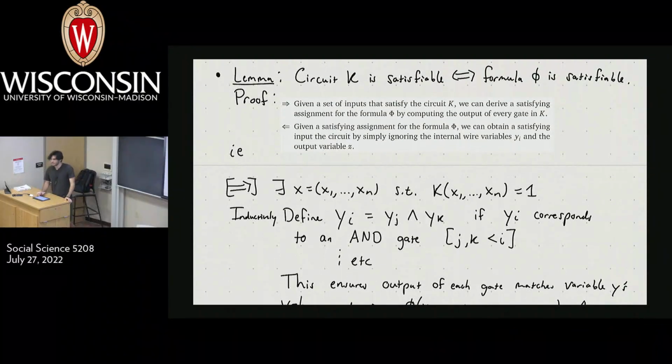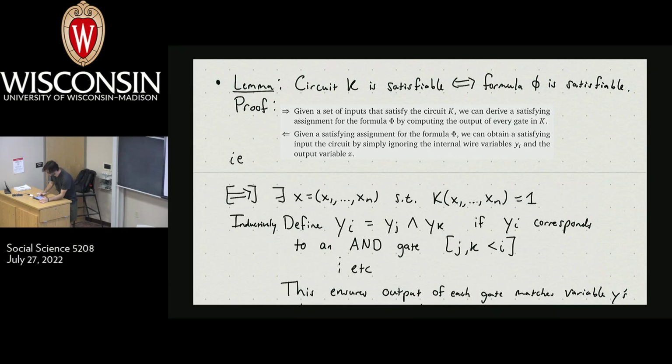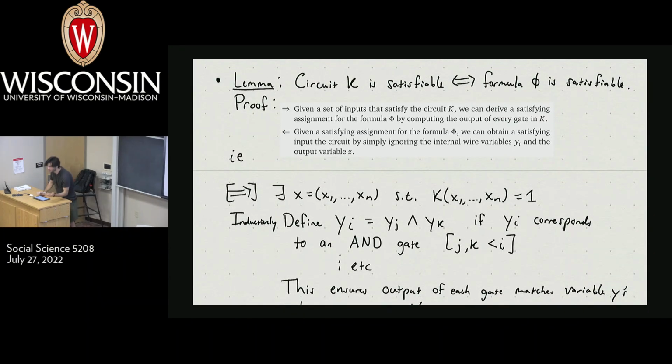But now the question is, are they really equivalent? I could just be making that up. So to formally prove the reduction is correct, we have to prove that the circuit K is satisfiable, i.e., it was a yes instance, if and only if the formula we constructed, phi, is also satisfiable. So one should be a yes instance exactly when the other is a yes instance.